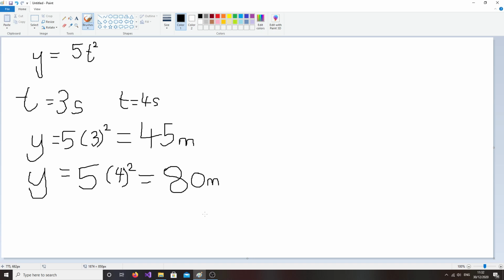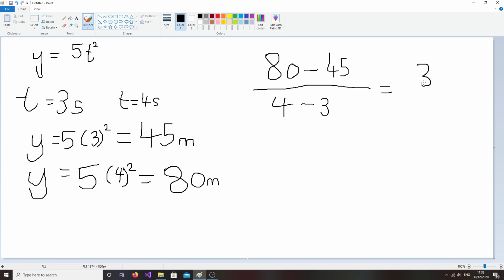There we go. So if we wanted to work out the average speed between 3 seconds and 4 seconds, you can do this: 80 meters minus 45, which is the distance at 3 seconds, divided by the difference in the time, so 4 minus 3, which is 1. So it will be 35 divided by 1, which is 35 meters per second.